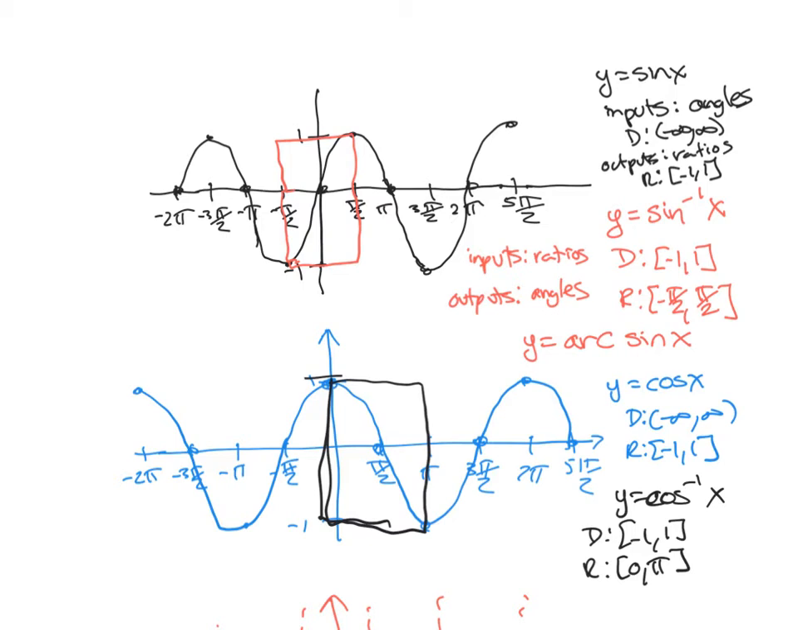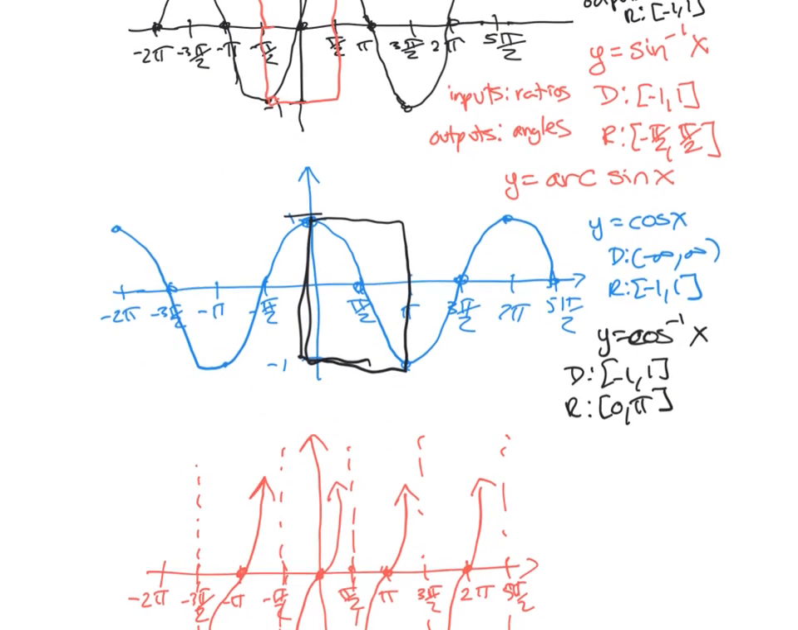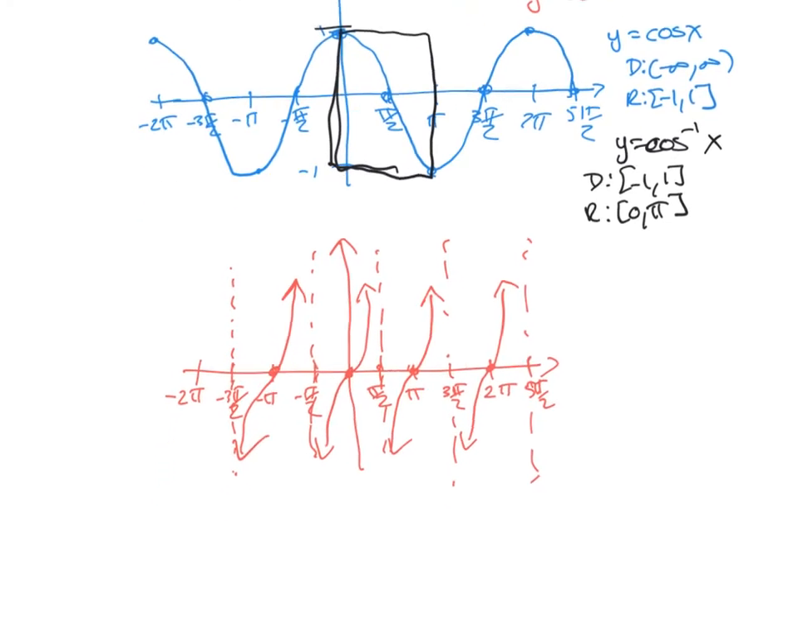So therefore, if you're doing inverse cosine of a positive ratio, you're going to get a quadrant 1 angle. If you're doing inverse cosine of a negative ratio, you're going to get a quadrant 2 angle. Okay, let's go on to tangent.